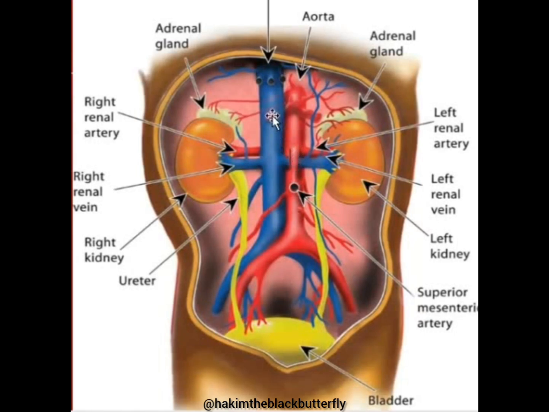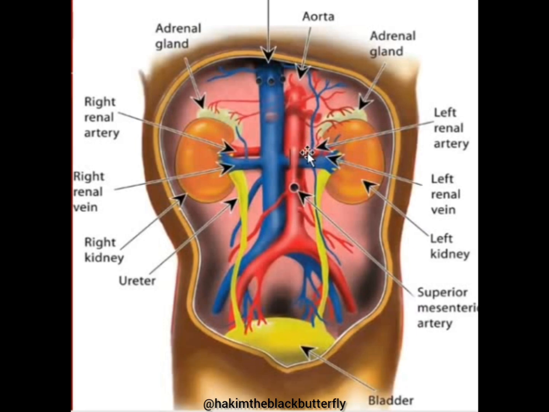What are we seeing? We are seeing this inferior vena cava on the right and the aorta on the left. When the right renal artery is given off, it passes posterior to the IVC and then it goes to enter the right kidney. So on its way to the right kidney, the right renal artery passes posterior to the inferior vena cava, and that makes it longer than the left. It passes posterior to the inferior vena cava and also posterior to the right renal vein, and then it will enter the hilum of the right kidney.